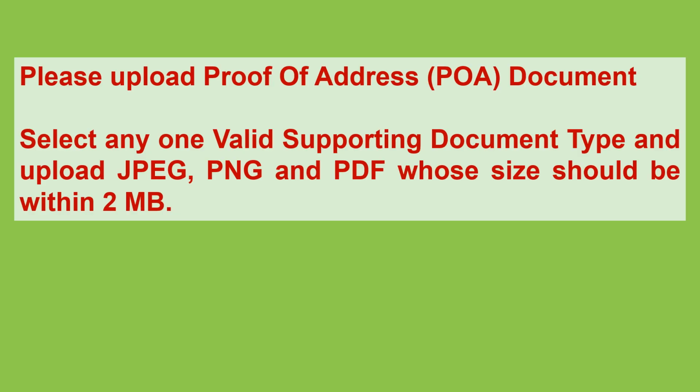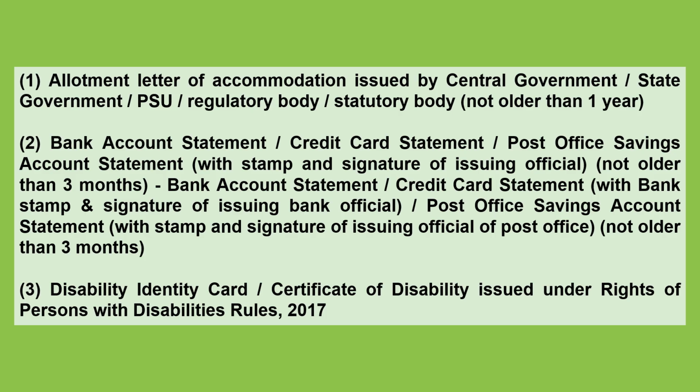Please upload proof of address document. Select any one valid supporting document type and upload JPEG, PNG or PDF whose size should be within 2 MB. Allotment letter of accommodation issued by central government or state government or PSU or regulatory body or statutory body not older than 1 year. Bank account statement or credit card statement or post office savings account statement with stamp and signature of issuing official not older than 3 months.